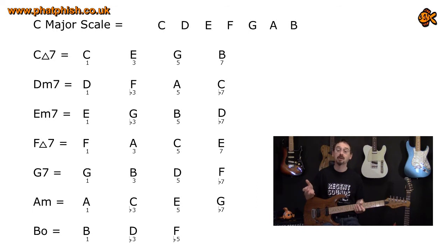It's the same formula as we had on the 2nd degree and the 3rd degree. It's a minor 7 chord, minor triad with an added flat 7 degree. That is a minor 7 chord.